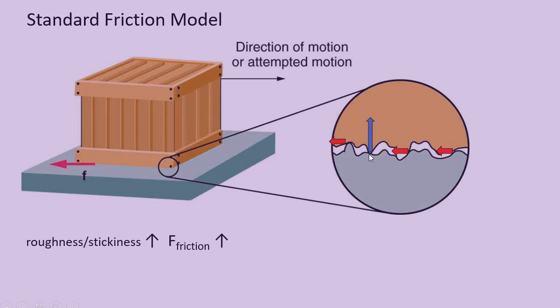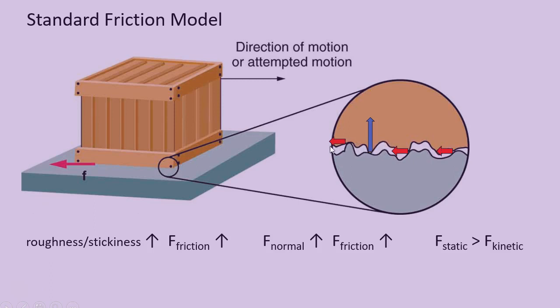Well, it would stand to reason that the stronger the normal force, the stronger these friction forces would be. And indeed, we observe that as the normal force increases, the friction force increases. And then finally, we notice that when the object is stationary, the friction force is stronger than once it starts moving.